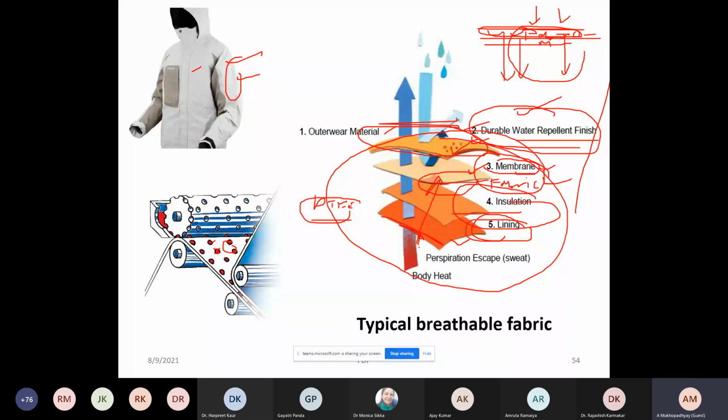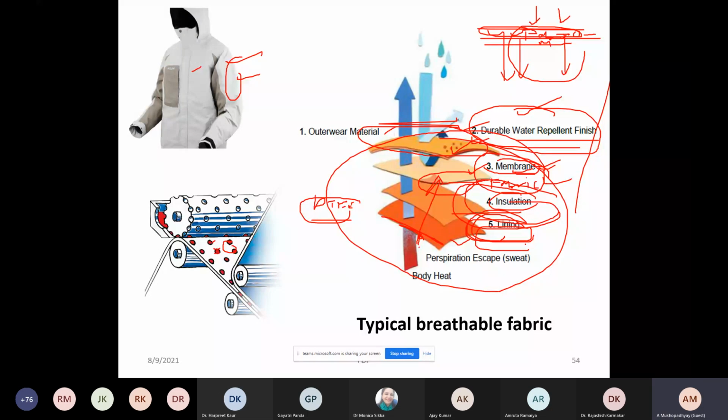Because there could be many combinations, as I said earlier. It is not that there is only a unique combination, but there are many combinations which are possible. Sometimes there may not be any insulation. There may be membrane, fabric, and finally you can have the lining. And sometimes there may not be any membrane. There may be only fabric, then insulation, and then lining. So what I'm trying to say is that it is not that this sort of jacket construction is used everywhere.